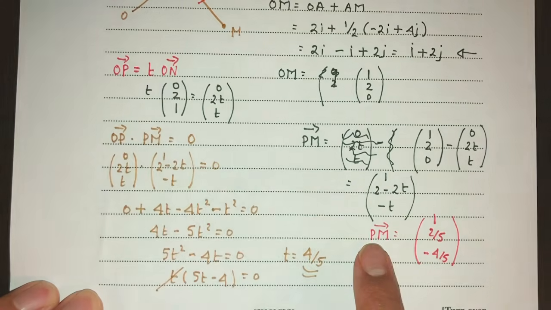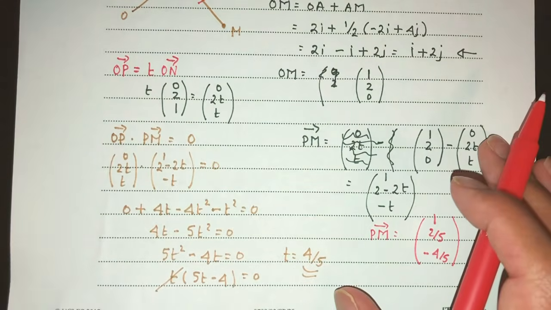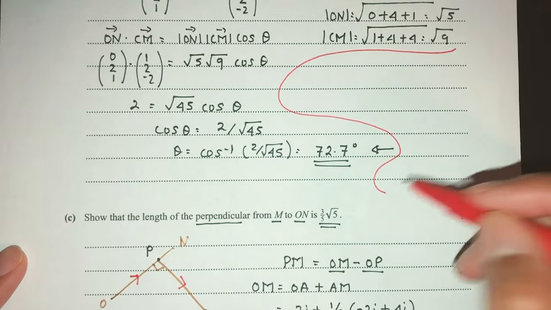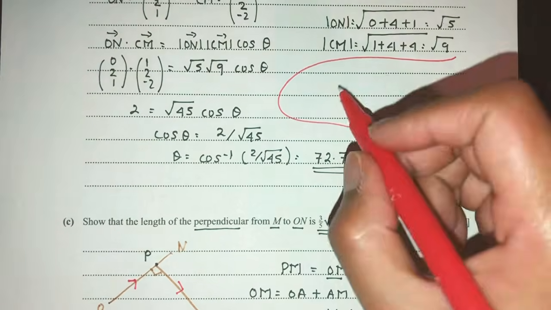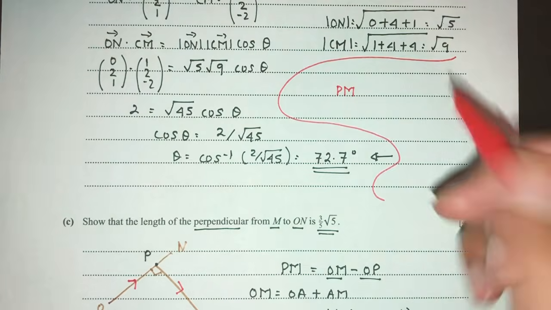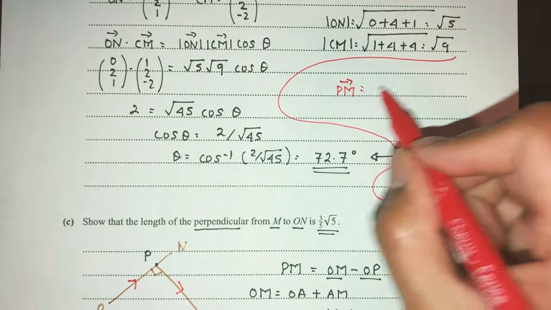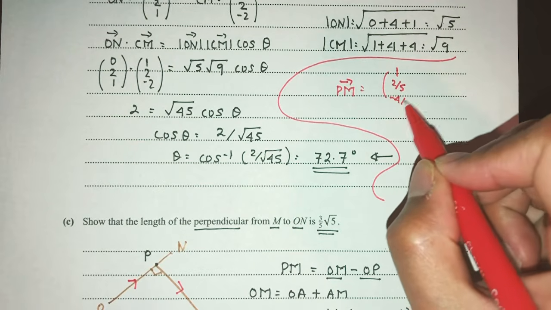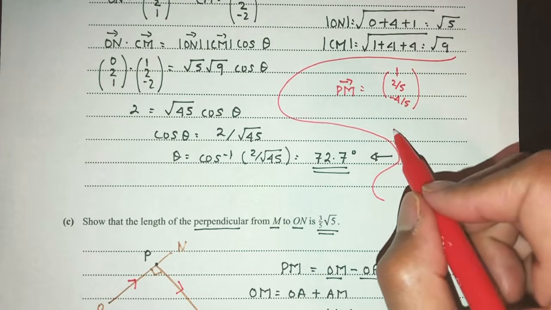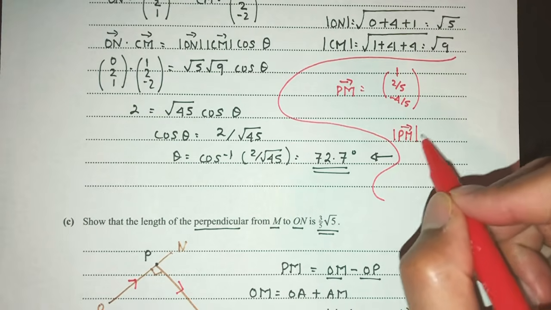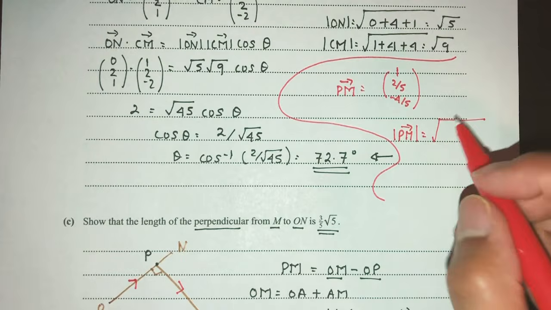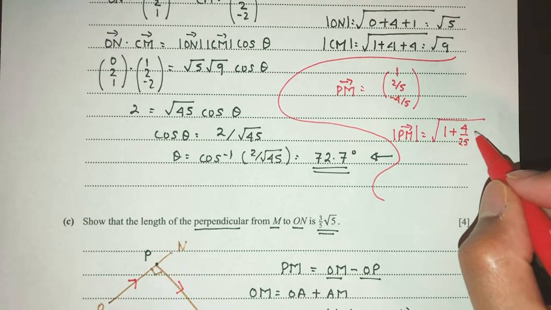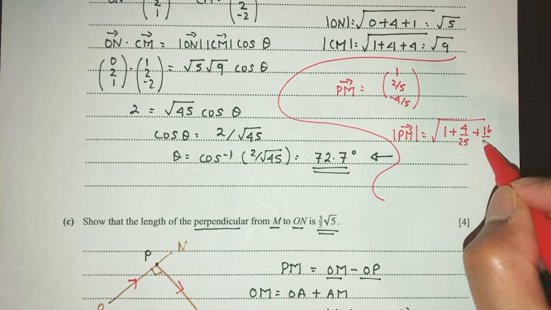Now we have to find the length of PM. So let's find some space. Let me do this here. Finally we have PM, which is the perpendicular line, equal to 1, 2 over 5 and minus 4 over 5. So what is the modulus of that? That will be the square root, squaring the first value, which is 1, plus 4 over 25 plus 16 over 25.